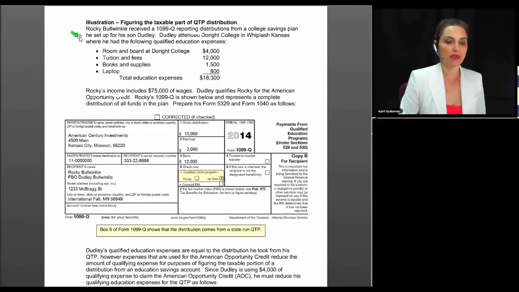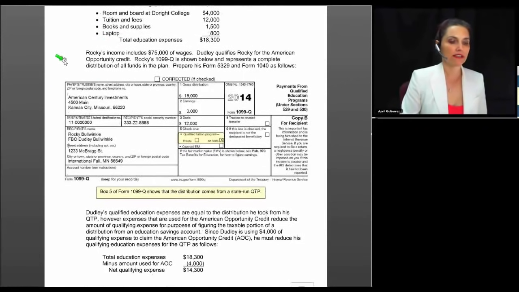Dudley attended Do Right College in Whiplash, Kansas, where he had the following qualified education expenses. He spent $4,000 on room and board at Do Right College. He had tuition and fees of $12,000, books and supplies of $1,500, and he also had to have a laptop to go to school there. It was required, and it cost him $800. So his total education expenses for the year totaled $18,300. Now, Rocky's income includes $75,000 of wages, and Dudley qualifies Rocky to claim the American Opportunity Credit.